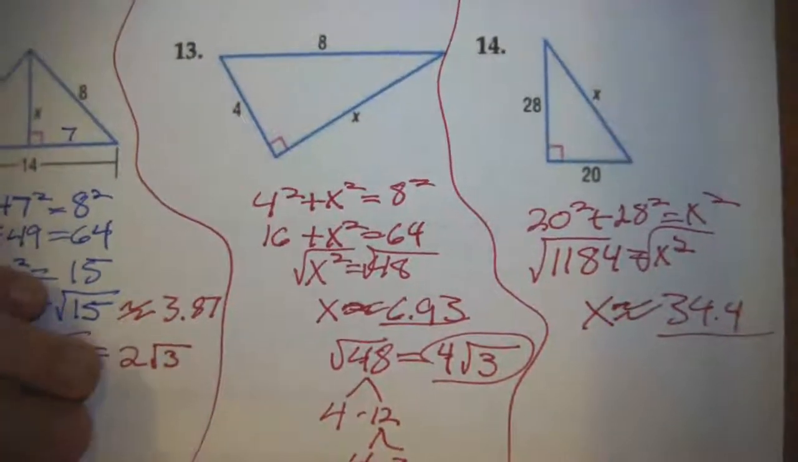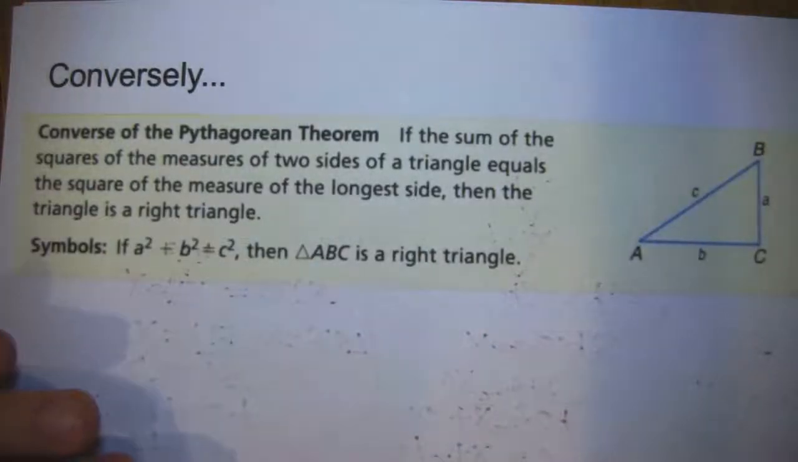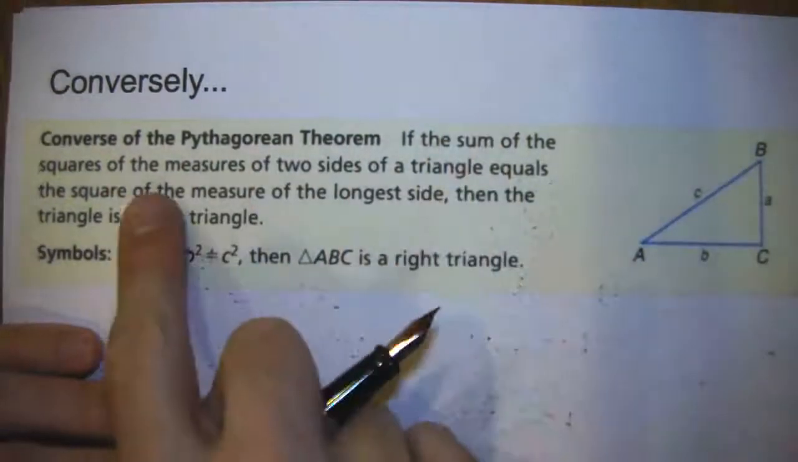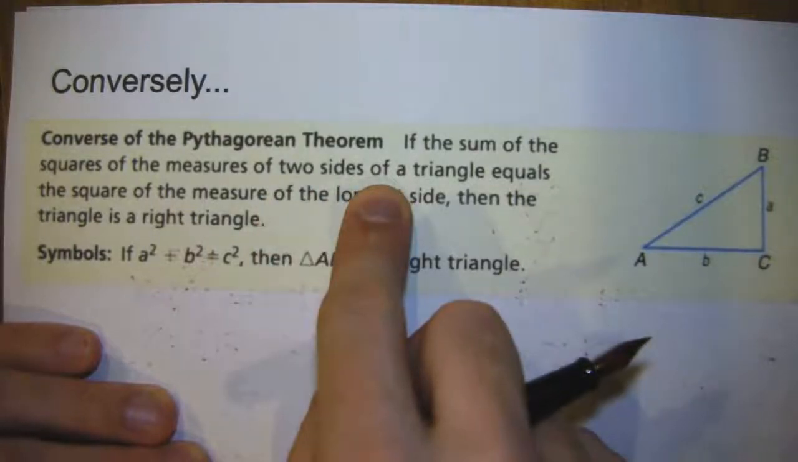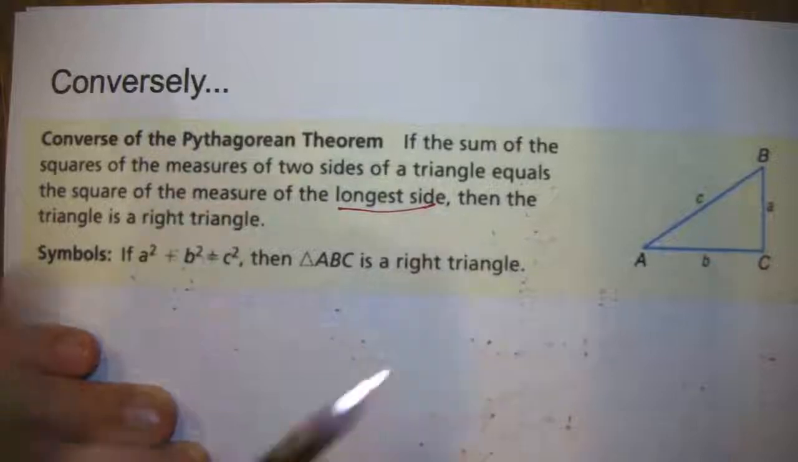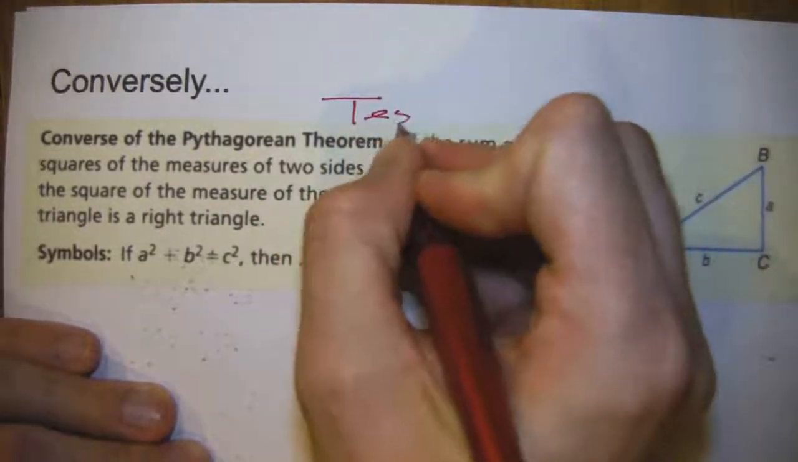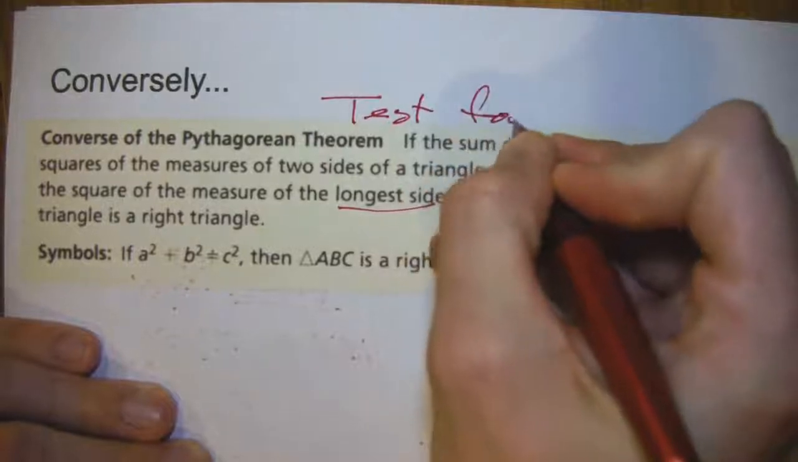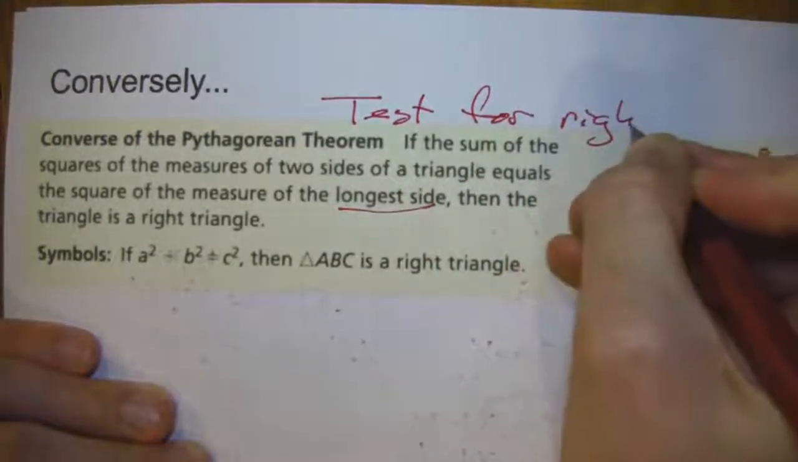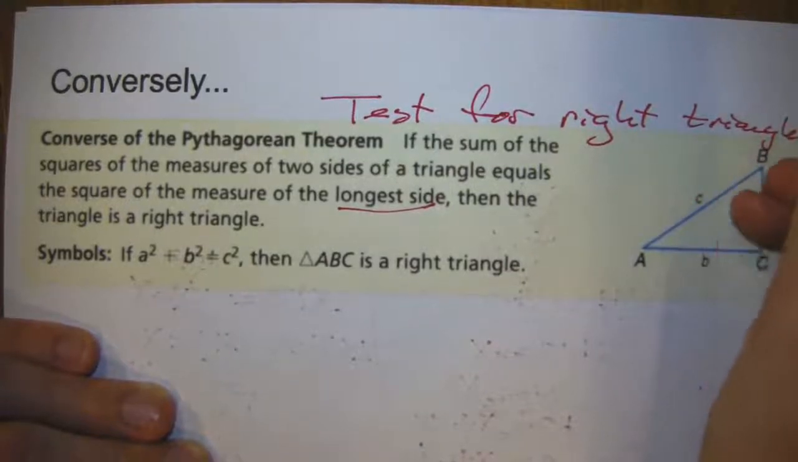Okay. Let's take a look at the converse. Remember, a converse is when we take something and put it in the reverse order. So conversely, the converse of the Pythagorean theorem says, look, if the sum of the squares of the measures of the two sides equals the square of the measure of the longest, then the triangle is right. In other words, this is a test for right triangles.